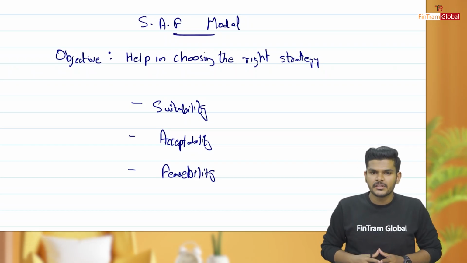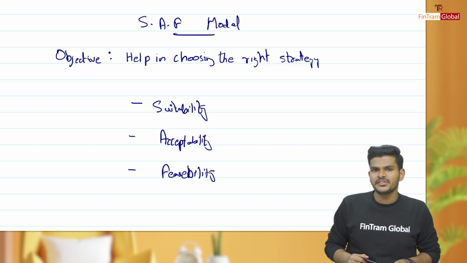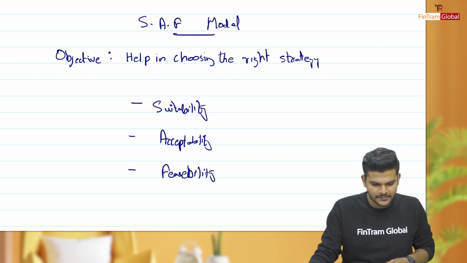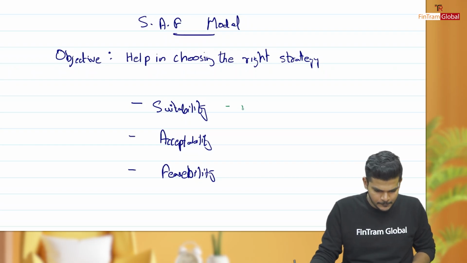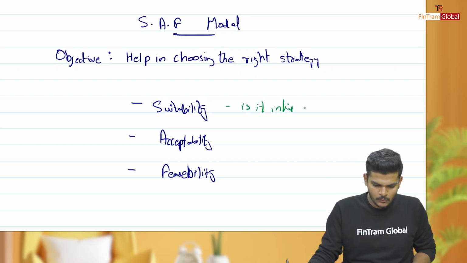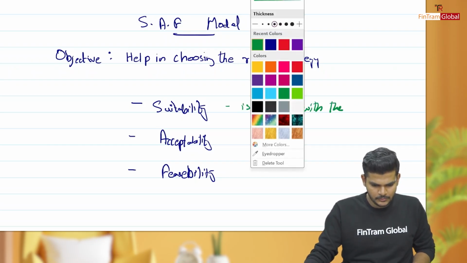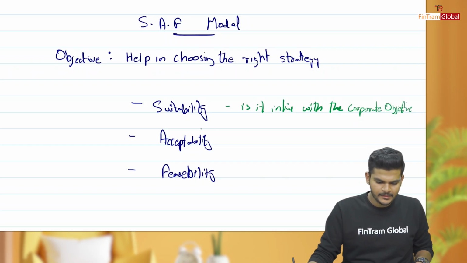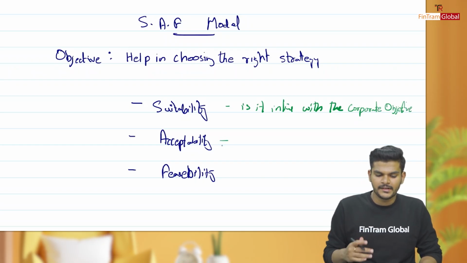What is suitability all about? Like, does it actually suit the organization? Is it in line with the objectives, right? Those are the kinds of things that we're looking at. Is it in line with the corporate objective, right? That's basically what we look at in suitability.